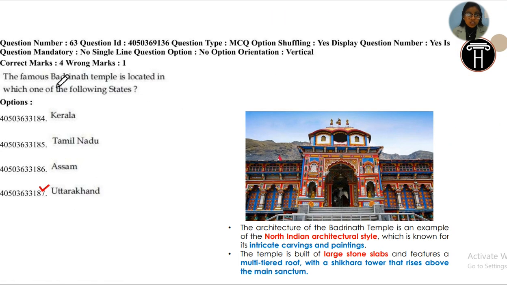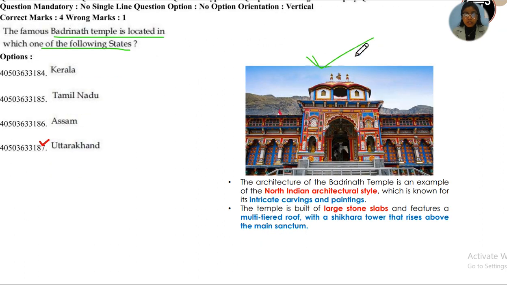Next question is, the famous Badrinath temple is located in which one of the following states? So the Badrinath temple is located in Uttarakhand. As you can see, this is the image of your Badrinath temple, and it is an example of the North Indian architectural style, which is known for its intricate carvings and paintings.